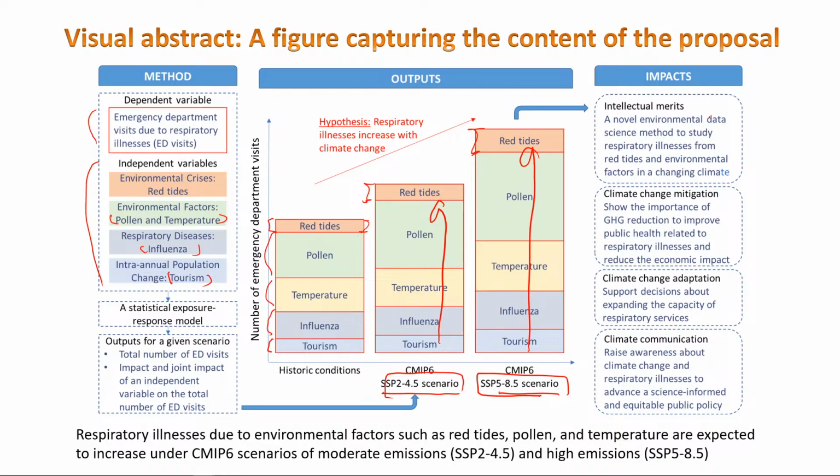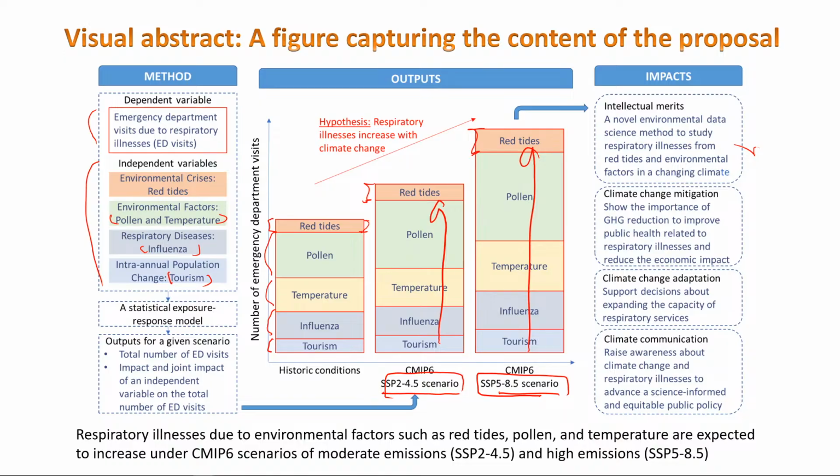This is a novel method that will help science, a method to study respiratory illness from red tide and environmental factors in changing climates. We are providing a novel method. I mean, this will advance science. So why is this important?